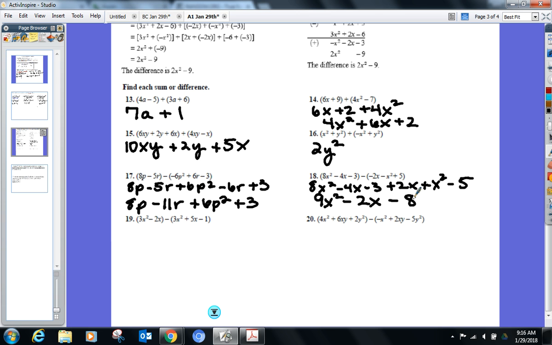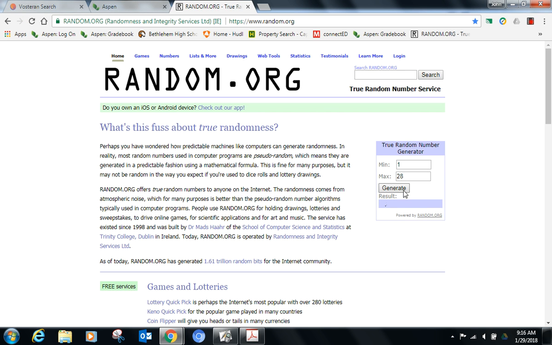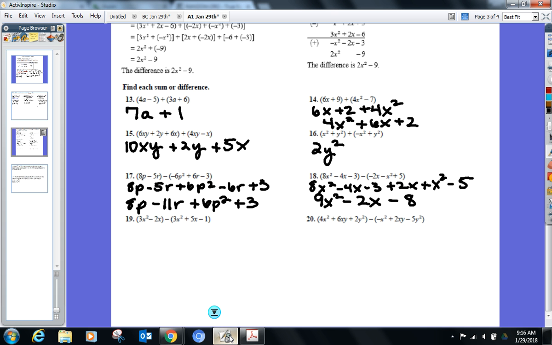All right, all I'm going to look for is the final answer here. If you want to discuss where it came from, let me know. So 19, after you changed the signs and combined everything you could, what do we end up with? Number 20.